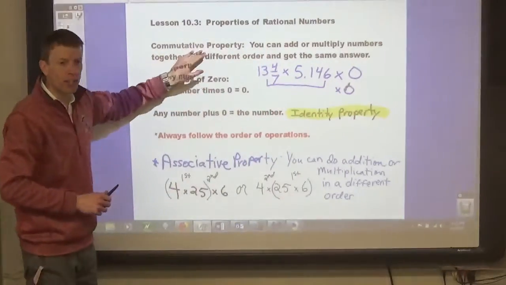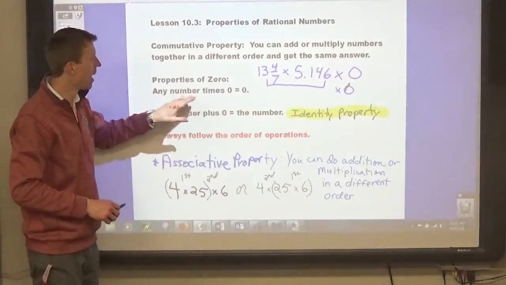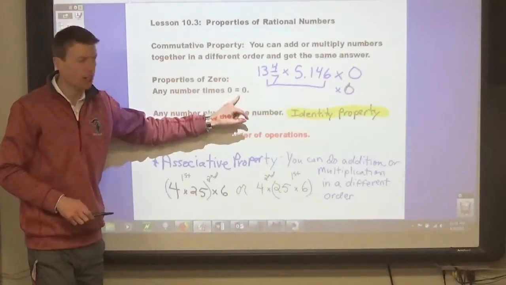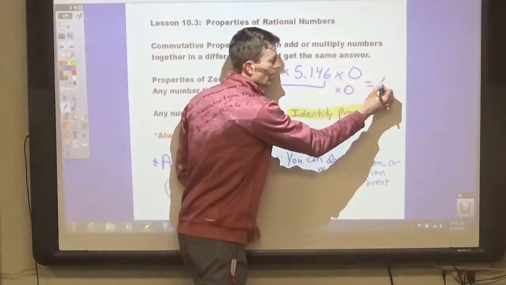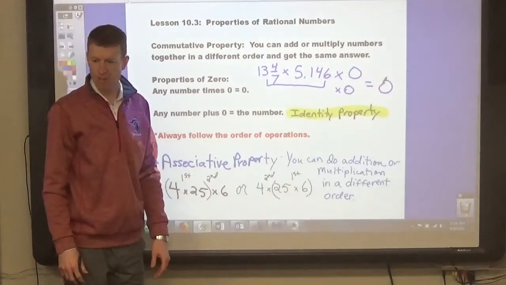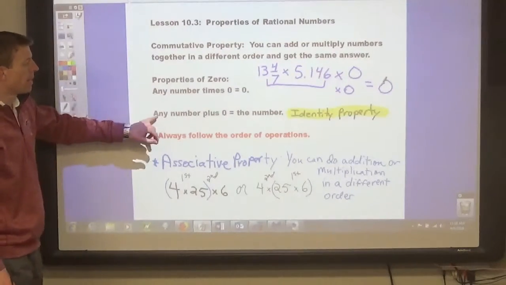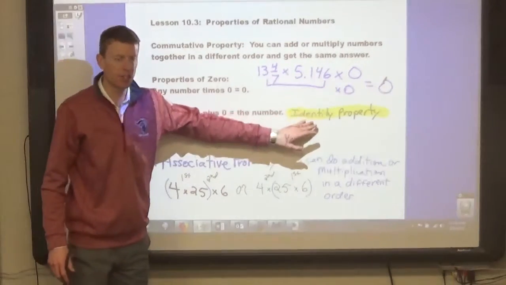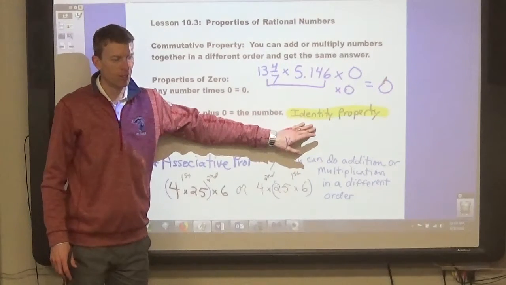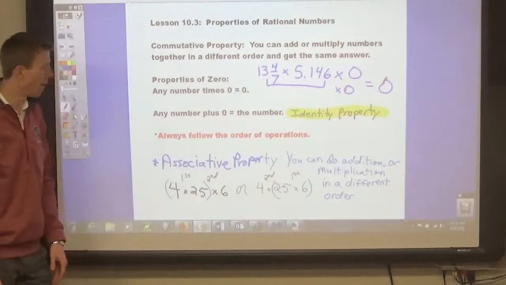So using both the commutative property and the zero property of multiplication, you know that that's going to be 0. Does that make sense? How about any number plus 0? That's called the identity property of 0. So if you have a number plus 0, you know that that's just that number.